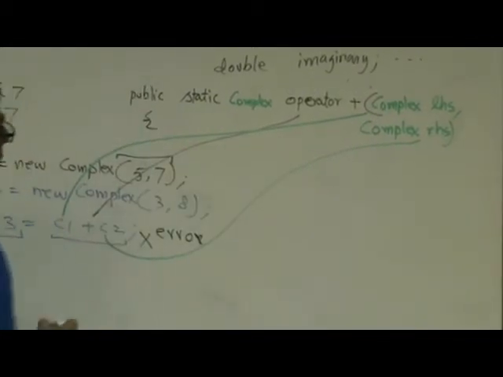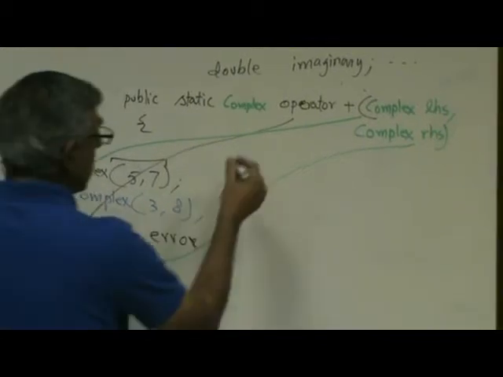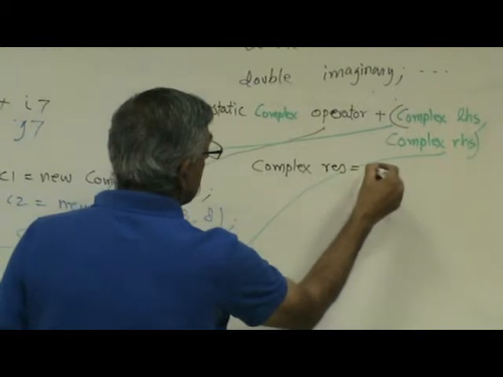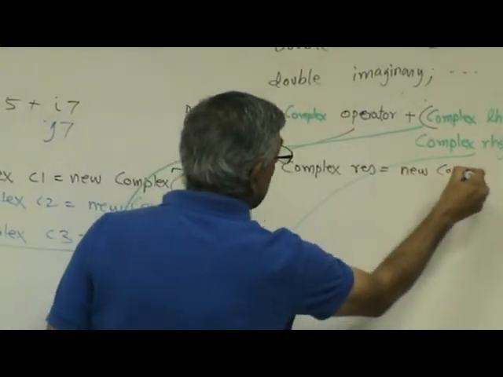Okay, so what will be the code over here? The code will be simply complex result equal to new complex.